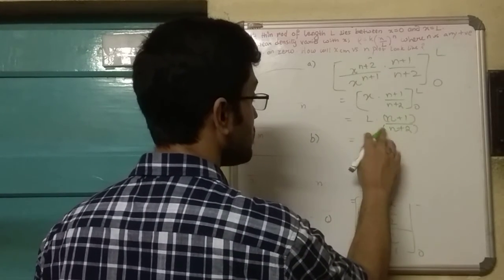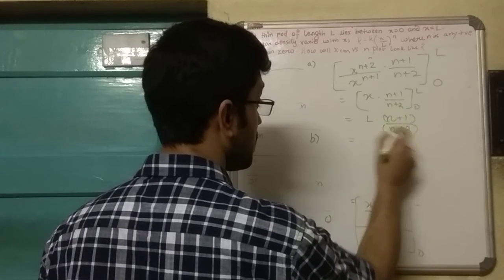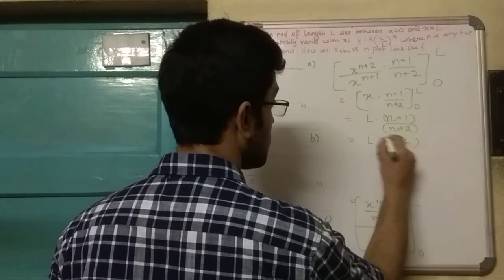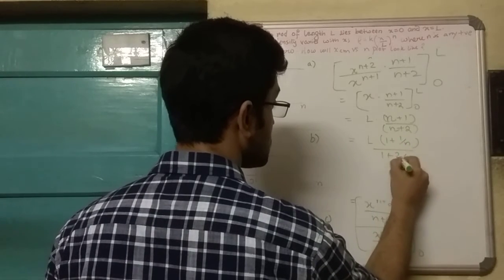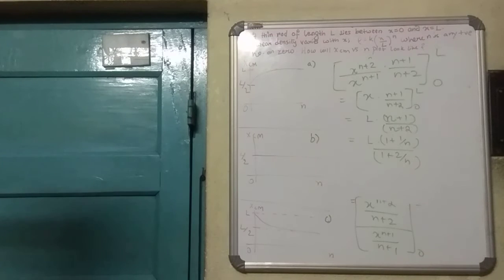So now what we will do is a simple simplification: divide each term up and below by n. So this becomes L times 1 plus 1 by n divided by 1 plus 2 by n. So this is the expression for the center of mass which we have obtained. Now let's see what has been asked to be found out.